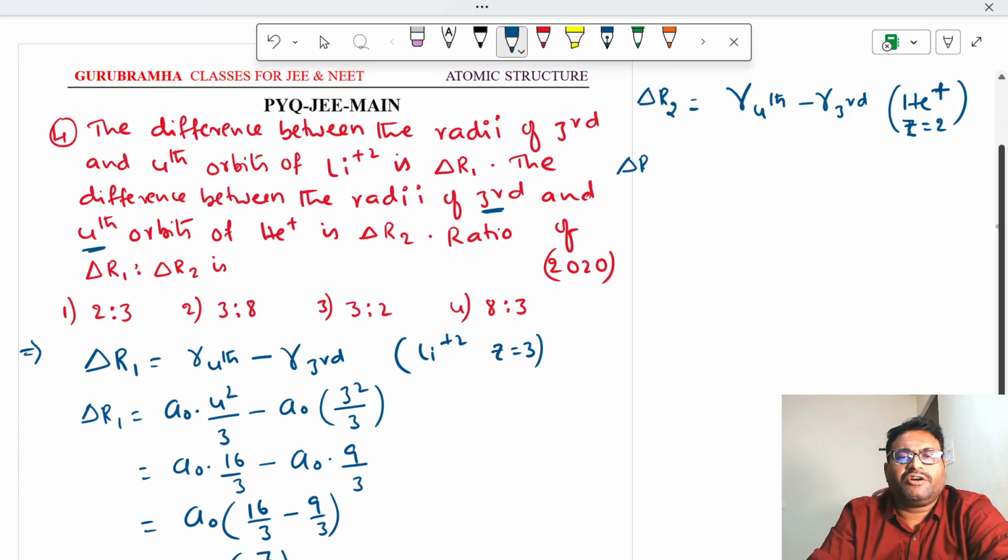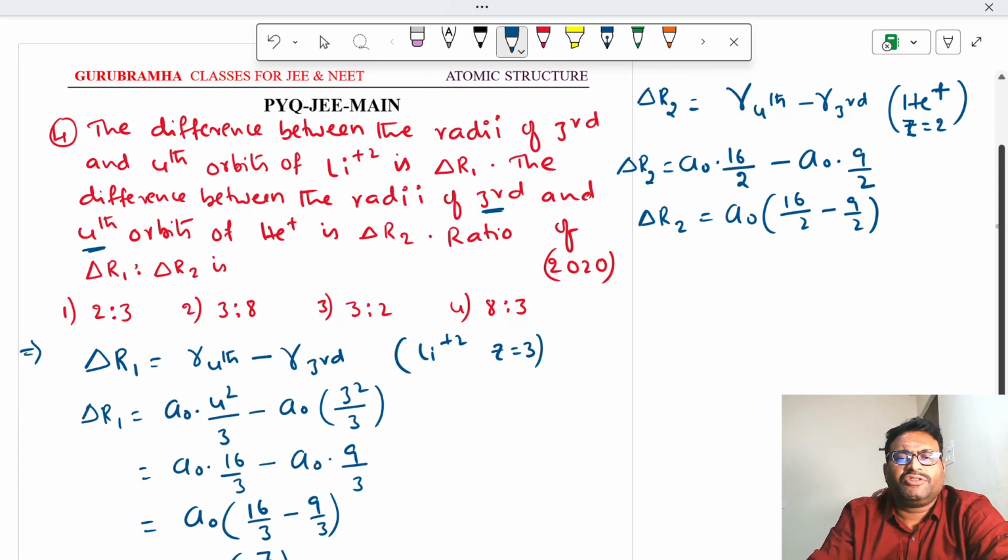Then delta R2 is equal to A naught into 16 by 2 minus A naught into third orbit 3 square, 9 by 2, right? So delta R2 is equal to A naught into 16 by 2 minus 9 by 2, which is A naught into 16 minus 9, again 7 by 2.